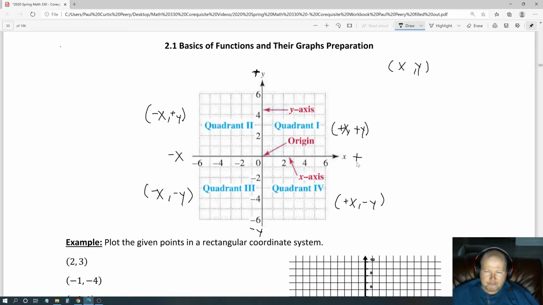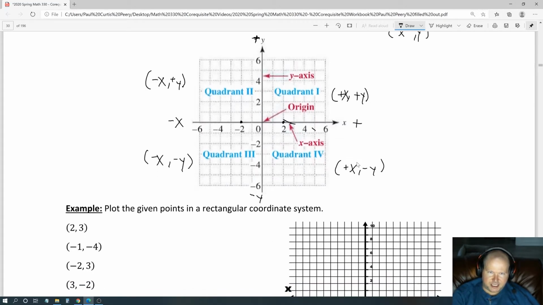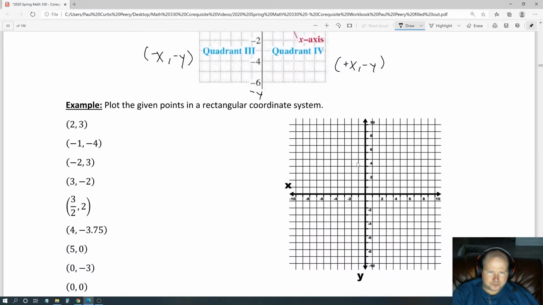Okay. So if you go up, y's are positive, down, y's are negative. If you go to the right, x's are positive. If you go to the left, x's are negative. So by the signs of the ordered pair, you can determine which quadrant the ordered pair is in. Now, if it's on one of these axes, that's not considered to be in any of the quadrants. That's an intercept. We'll go over that in a little bit.